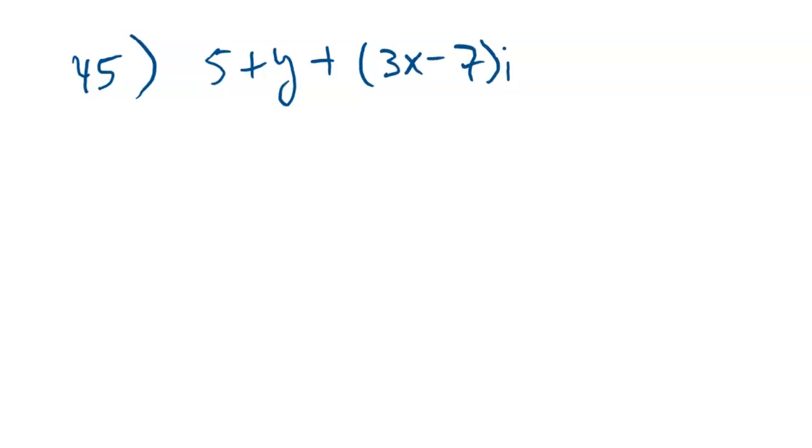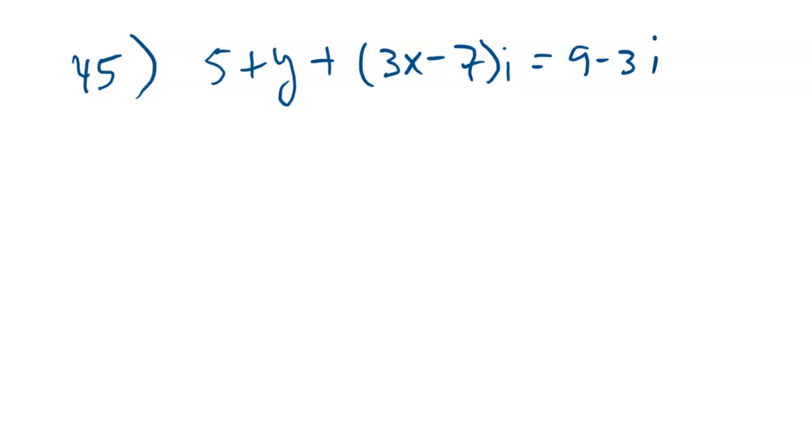I mean, it's maybe interesting the first time you've seen this, the whole aligning like coefficients, but at some point it's real easy. All right, on to 45. Just ripping through this. This might be a quick video. 5 plus y plus 3x minus 7i equals 9 minus 3i.